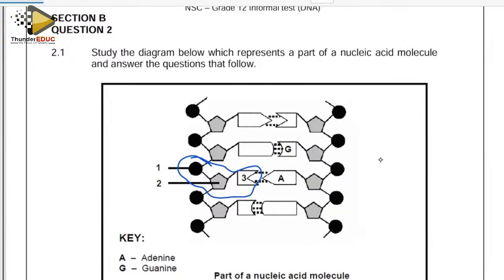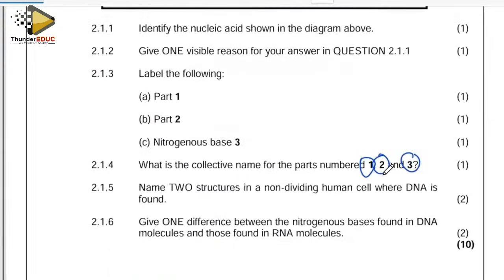You understand? All of them. How do you call it? It's a nucleotide. And that's why I say that is the building block, see? You understand? So, state two structures in a non-dividing human cell where DNA is found.